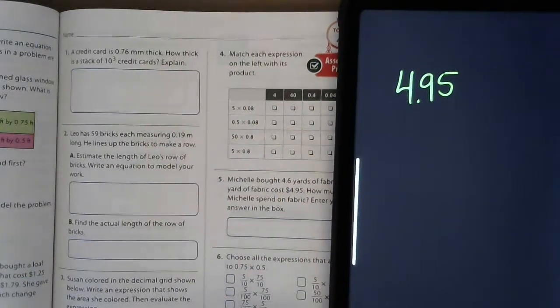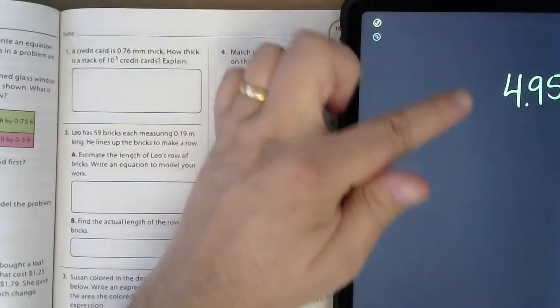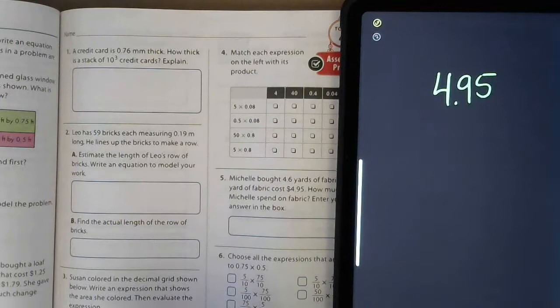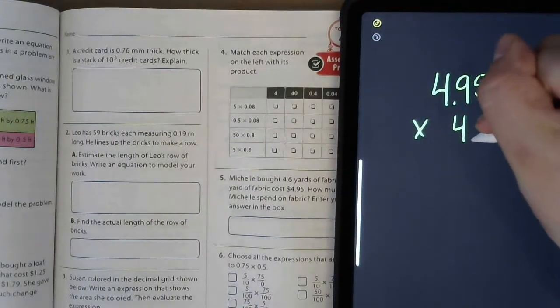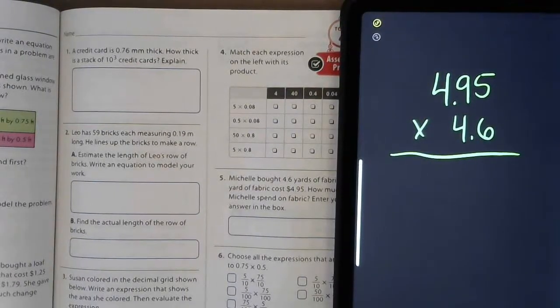So we could take $4.95 for 1 yard, $4.95 for another yard, $4.95 for a third yard, $4.95 for a fourth yard, repeated addition. You get my drift. Or make it easy on ourselves and just multiply. So that was 4 6/10 yards. Now again, when I multiply, I'm going to ignore my decimals and just multiply like normal.